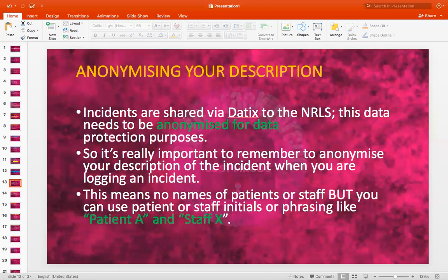Anonymizing your description. This is very basic in all the NHS. Whenever we share the data of a patient, you have to anonymize the data because you cannot declare the patient's name and so on. So no names of the patients or staff, but you can use patient or staff initials or phrasing like patient A or staff X, something like that.